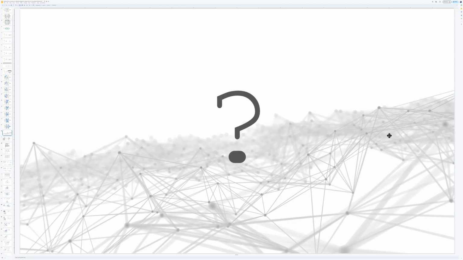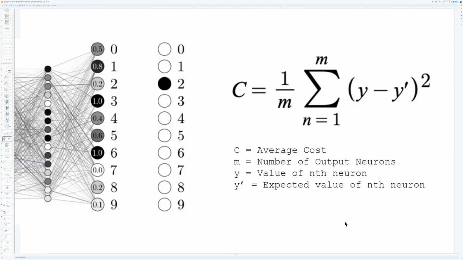Okay, so that's a lot of context, but we still haven't quite made it to the calculus. First, I need to explain to you what cost is. In order to train our neural network to create the output we want, we need to quantify how good or bad it's doing its job. That's where the cost function comes into play. C is the cost, and it is our numeric representation of how bad our network is behaving. The higher the cost, the worse it is. The lower the cost, the better.